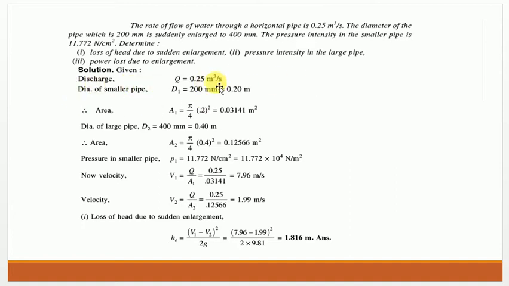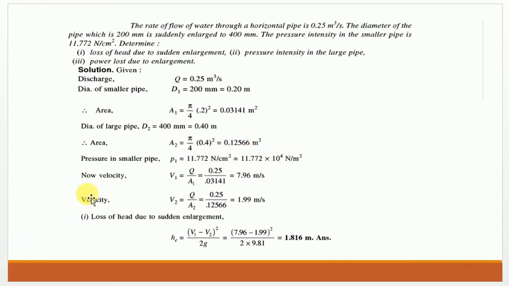It's given that the discharge is 0.25 meter cube per second. The diameter of the smaller pipe, as we said, we're going to convert into meters. We know the area will be pi by 4 d square. So this will be the area of pipe 1. The diameter of the larger pipe, we're going to take as 2. So the area will be 0.12566 meter square. The pressure in the smaller pipe is given as 11.772 Newton per centimeter square. So we need to convert into meter square, so into 10 power 4.